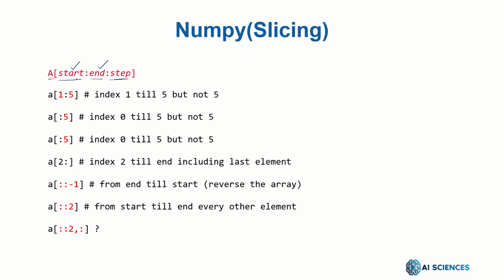If the start index is not given, then the default start index is 0, the very beginning. If the end value is not given, then the default value for end is the very last index of the array. So there are default values as well. The default value of start is 0, the default value of end is the last value, and the default step size is 1.